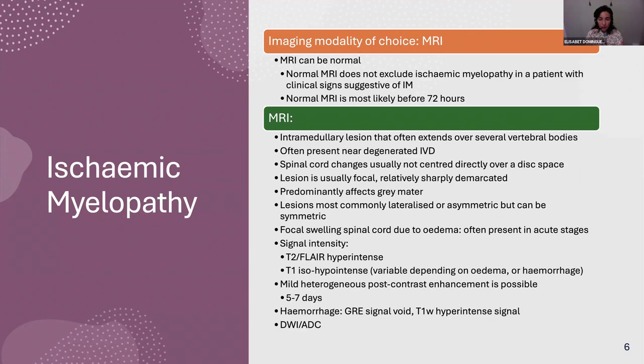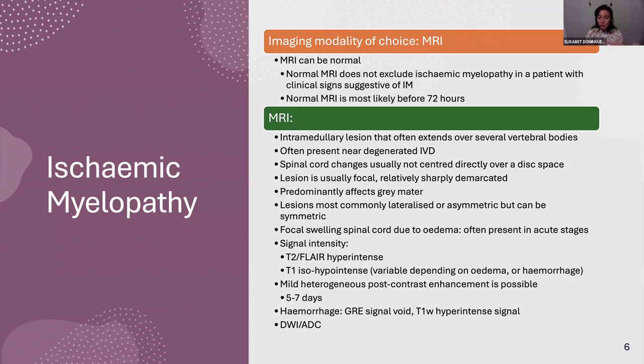These lesions are usually focal, and because they are ischemic, they are relatively sharply marginated, and they will predominantly affect the gray matter that is more sensitive to ischemia. However, sometimes we will see that the changes may affect gray matter and white matter at the same time. In most of the cases, the lesions are also lateralized, and the clinical signs will be also lateralized and therefore asymmetric. But we have some dogs that may show a more symmetric clinical presentation and more symmetric lesions.